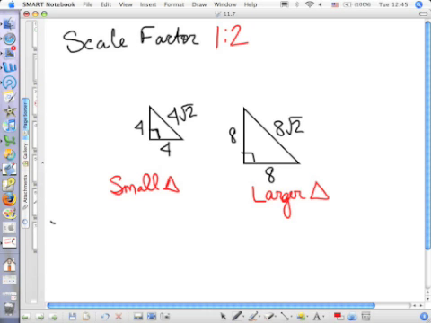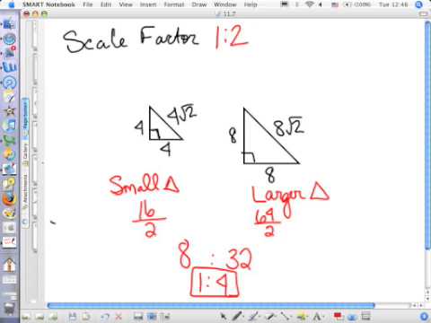Okay. What's the area of this triangle? 16 divided by 2. Base times height divided by 2. So it's 8. What's the area of the larger one? 64 divided by 2, which is 32. All right, reduce that. What does 8 to 32 reduce to? 1 to 4. Okay.